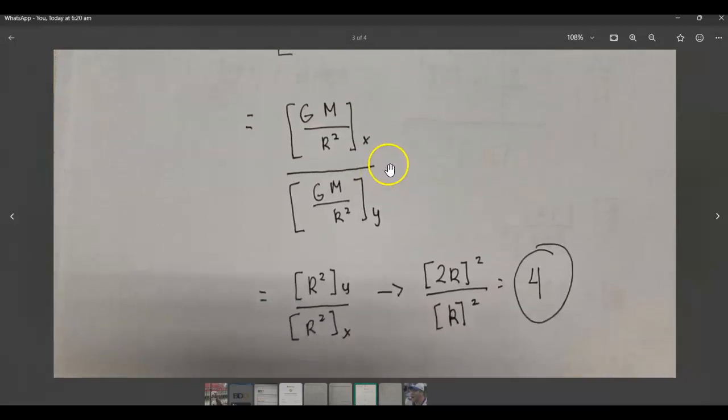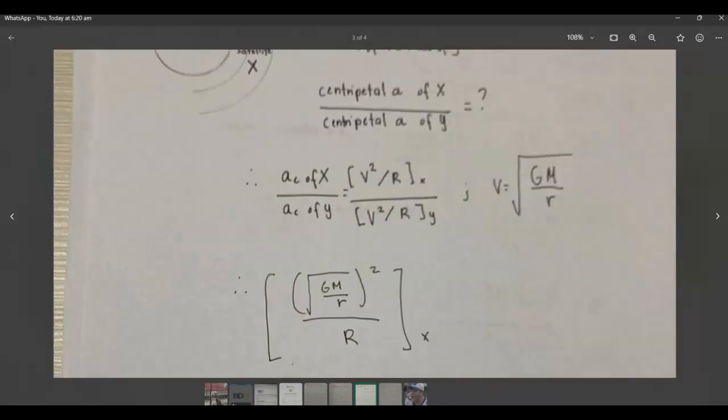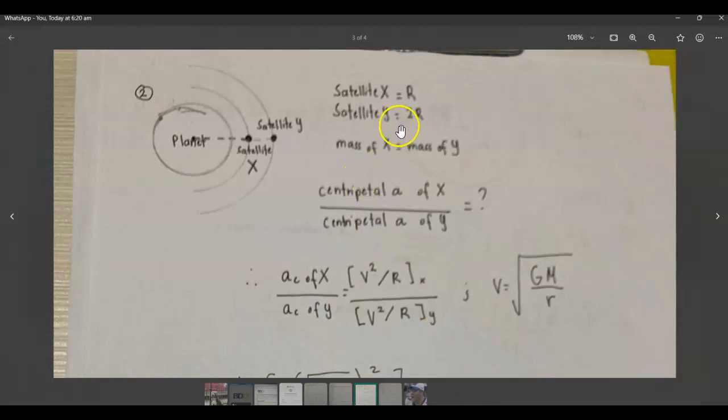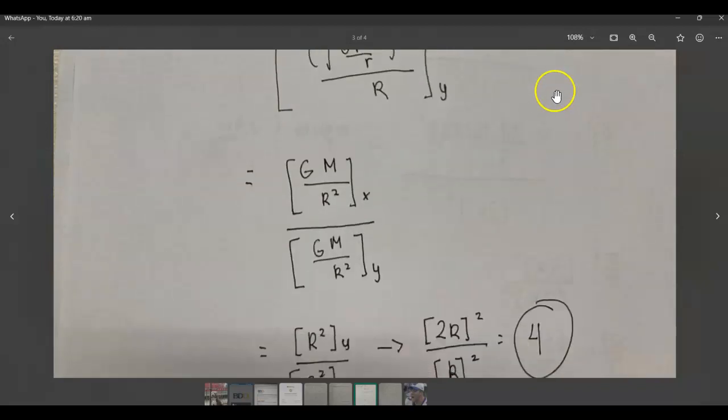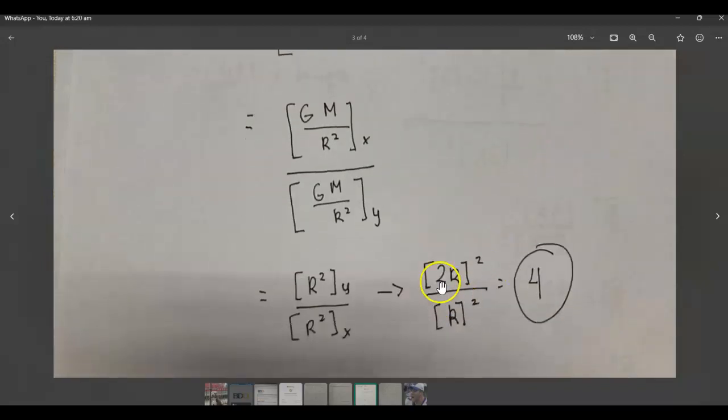Now, we cancel out the like terms. Well, it's obvious that the like terms are G, so we cancel out G. We also cancel out M, they are like terms. This will leave us with r squared Y over r squared X. From the given condition, if we go back, satellite Y is at 2r. So therefore, replacing in the equation here at the bottom, we can just say 2r squared over r squared for X. Then we cancel the radius. This leaves you with 2 squared, which is equal to 4. So the answer for that problem is 4.